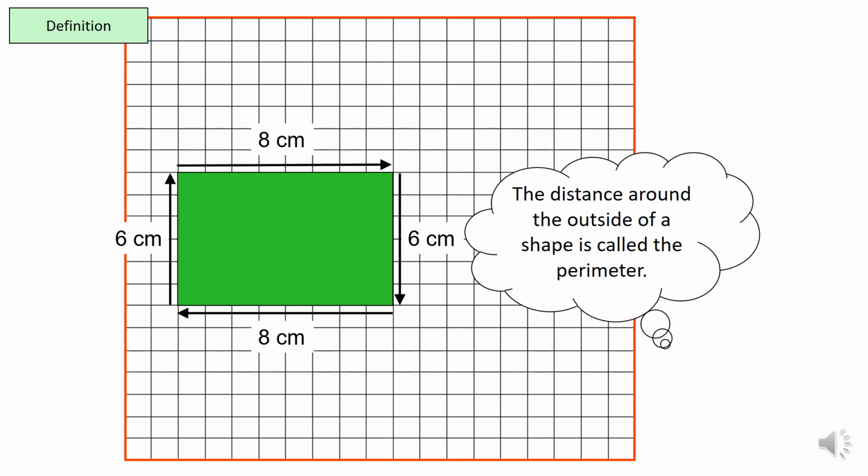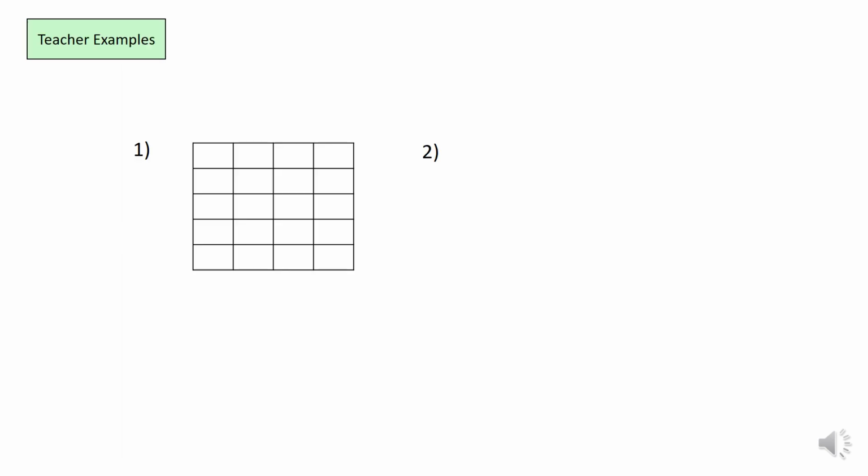So in total, the distance to go from one corner and go all the way around the shape and come back to the same corner, wherever you start from, that is called the perimeter. So what we can simply do now is 8 plus 6 plus 8 plus 6, and that equals 28 centimeters. Okay, if the question or the shape was given in millimeters, our final answer would be 28 millimeters, and so on. Now let's have a look at a couple of examples here.